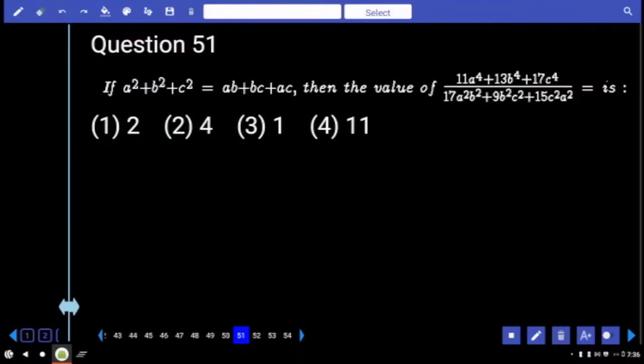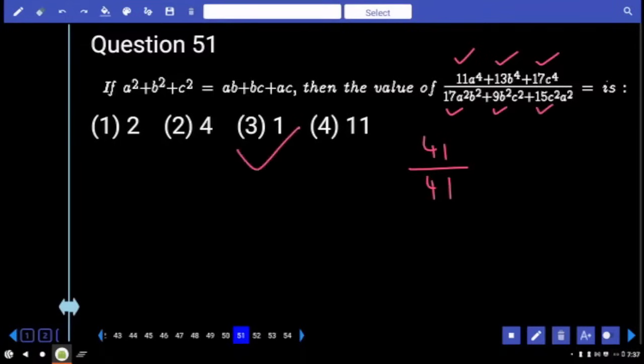Right, 51. We were given this equation and asked to find out the value of this. I'll take substitution instead of algebraic equation. I'll take A is 1, B is 1 and C is 1. Squares also 1. Right side also 1, 1, 1. Equal, right? So substitute A, B, C values as 1. This becomes 11, 13, 17. Numerator 41. 17, 9, 26 plus 15, 41.